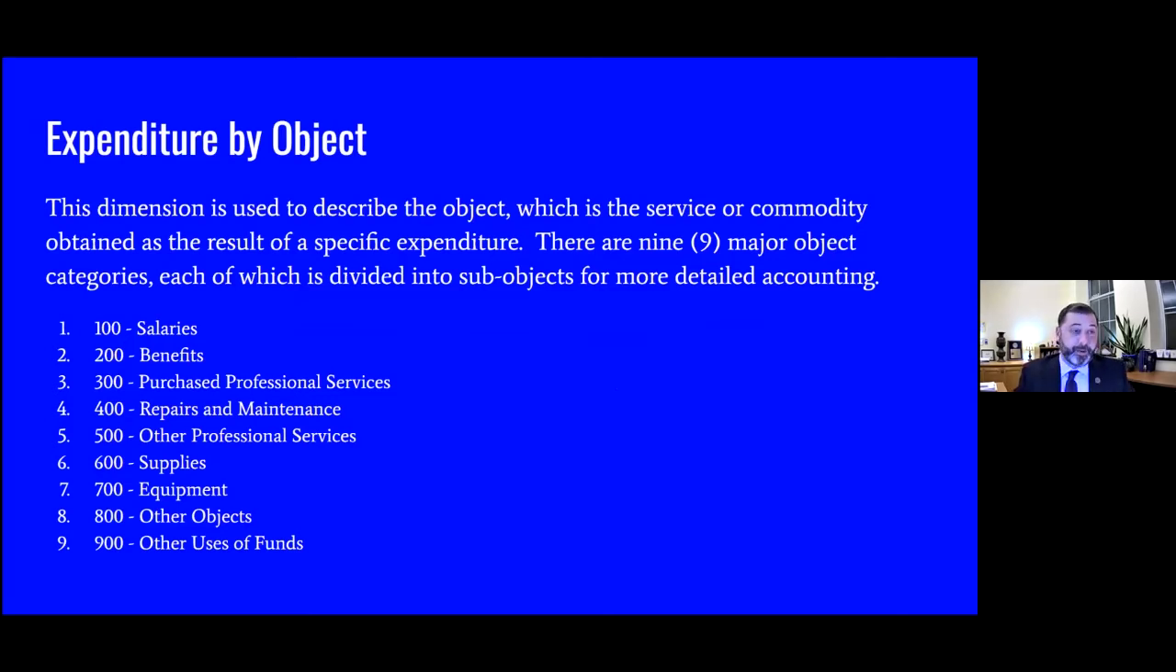So this is the second way, and probably the most familiar way, that people look at our expenditures. These dimensions are used to describe the 9 object codes that we book things to. Obviously, salaries and benefits, purchased professional services, repairs and maintenance, other professional services, supplies, equipment, other objects, and other uses of funds, which actually the 800 and 900 section, again, make up our transfers and our debt service payments.